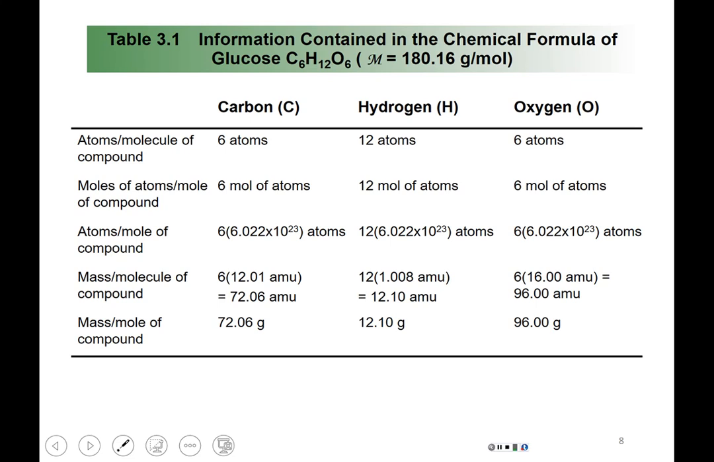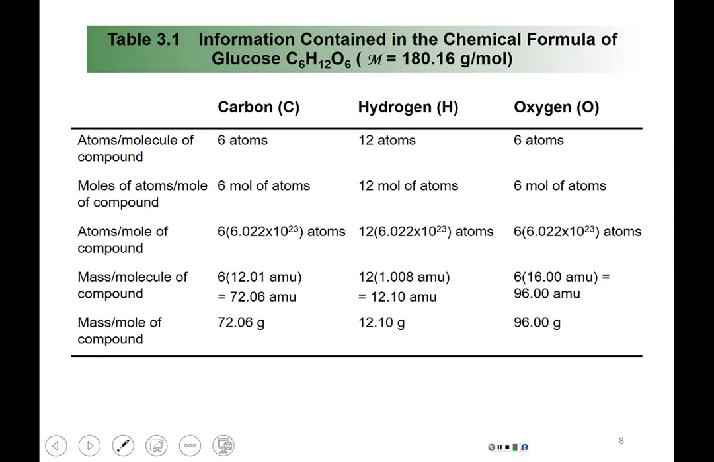The other way you can use these numbers is they also stand for the number of moles of atoms per mole of the compound. So there'd be 6 moles of carbon atoms if you had 1 mole of glucose. In the same fashion, there's 12 moles of hydrogen atoms in a mole of glucose, and there's 6 moles of oxygen atoms in a mole of glucose.